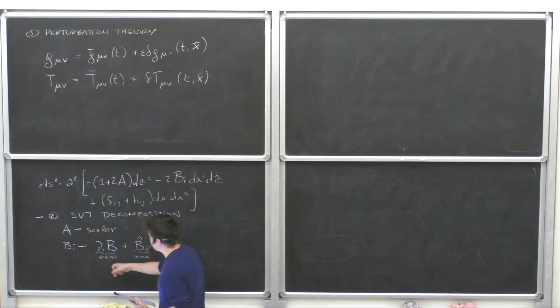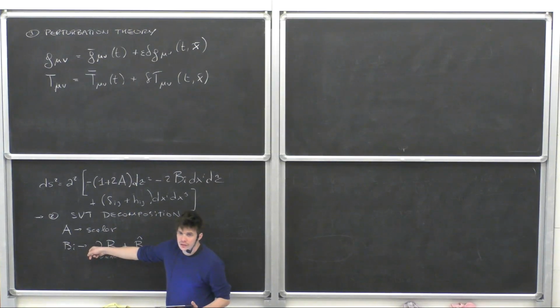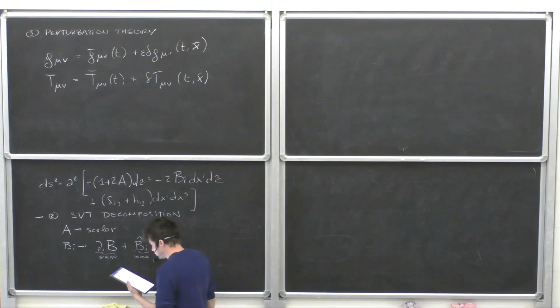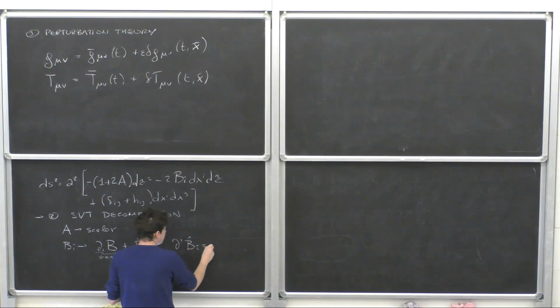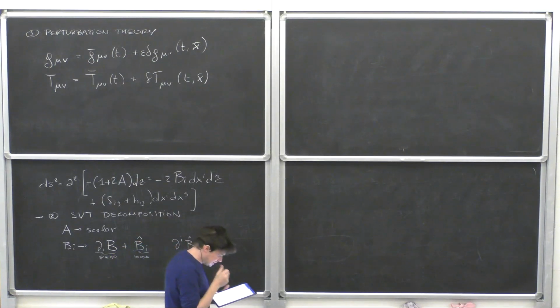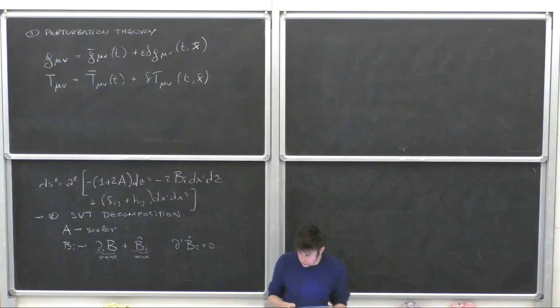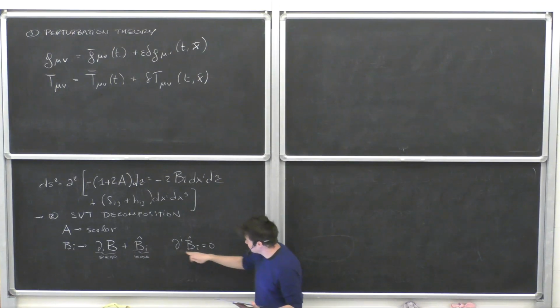Now, since I decompose basically using the gradient of the field, then by construction, the divergence of the vector part is equal to 0, okay? So the vector part has 0 divergence.